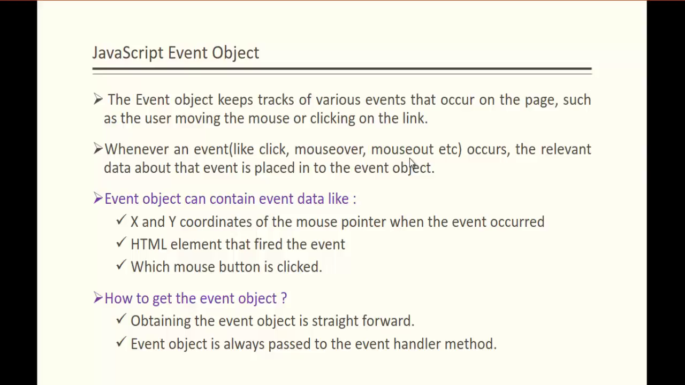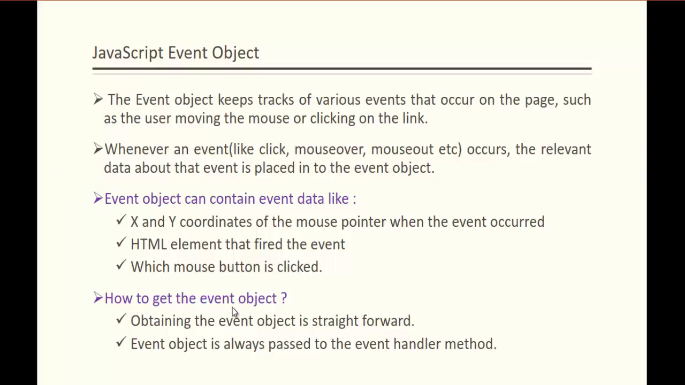So the event object is the guy who will have all the details of the event occurring on the web page. What can the event object contain? It can contain data like the x and y coordinates of the mouse pointer when the event occurred. It's going to return the x and y coordinates of the mouse where I clicked on the web page, or it's going to tell what HTML element fired the event and which mouse button is clicked. These are the types of data the event object can return about the event.